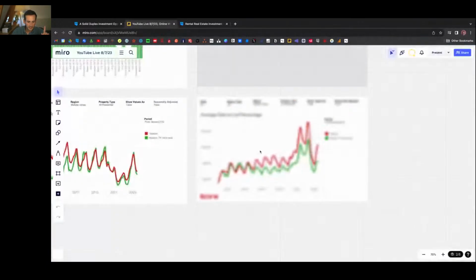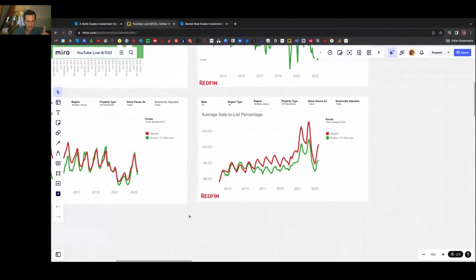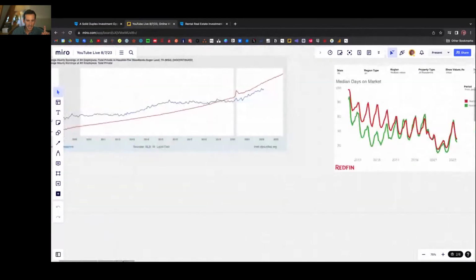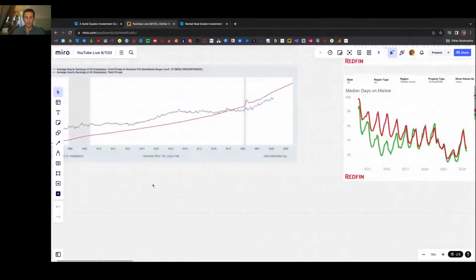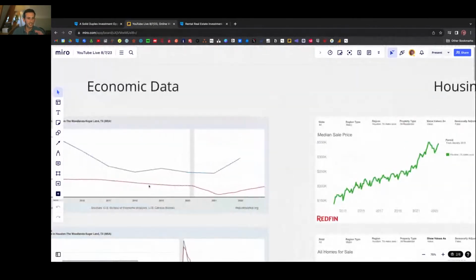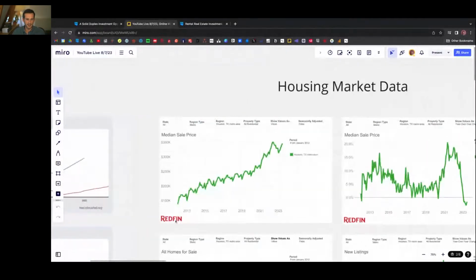The macroeconomic data I got from a website called FRED, the Federal Reserve Bank of St. Louis. They have all of this government data, they aggregate it, and it's super easy to find. The housing market data I just pulled from Redfin. You can see it right here. They have an amazing data center. You can just Google Redfin Data Center. It's entirely free, but Zillow and Realtor.com also have this kind of data.